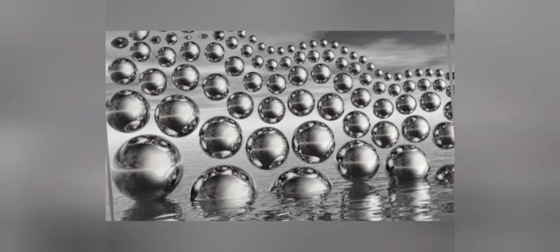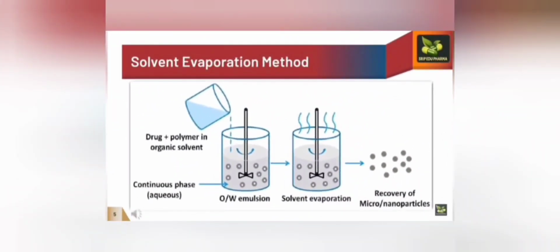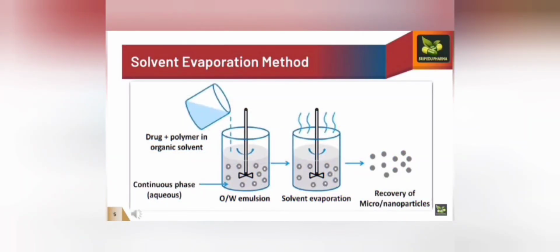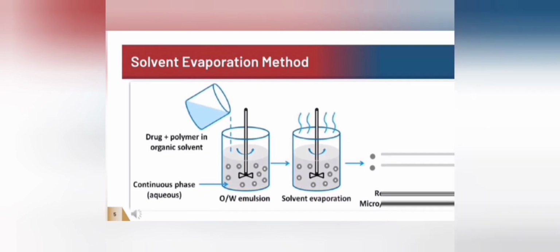Let's get into the topic. Solvent evaporation method. It involves emulsification of a polymer in an aqueous phase and dispersion in a volatile solvent like dichloromethane, chloroform, and ethyl acetate. The solvent is then evaporated using high temperature, vacuum, or continuous stirring.